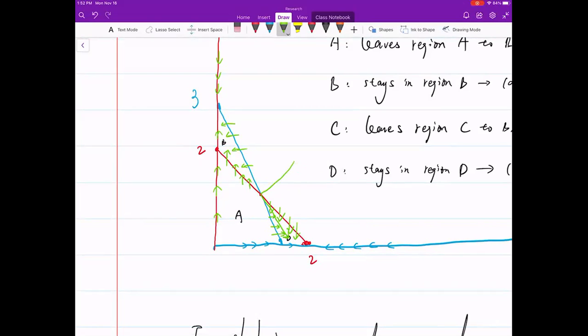Or this one will go all the way here and go into region B. Which one to go really depends on, are you a little bit up or are you a little bit down? If you're right here, then you stay there, right? But, all right, very good question.